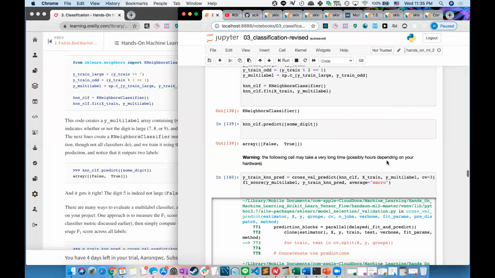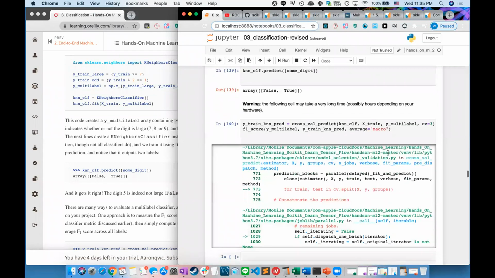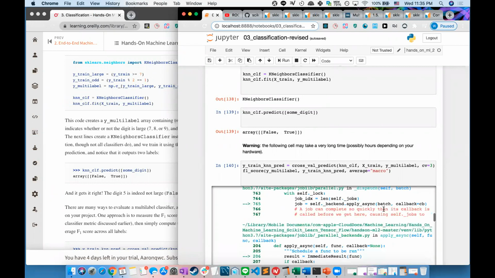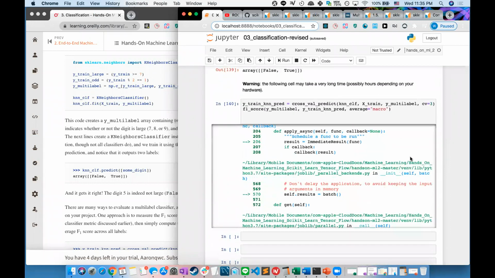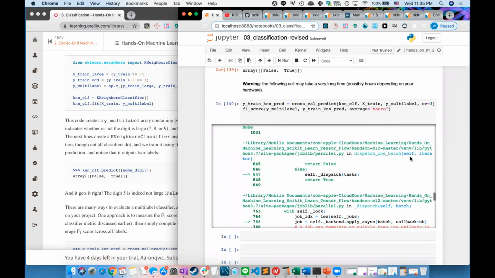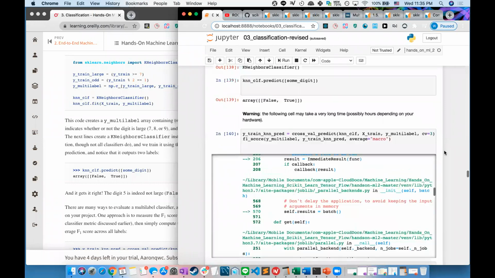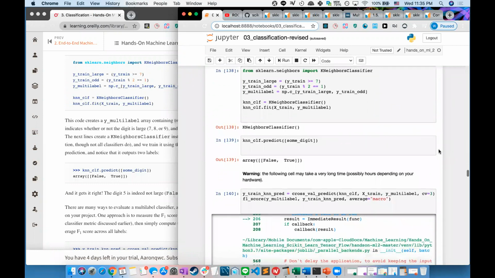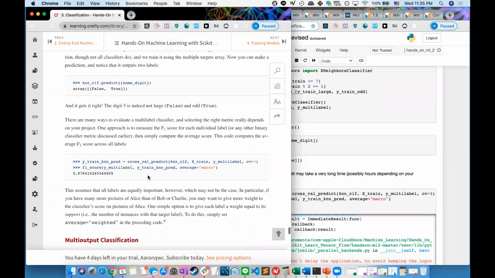Let me just go through the code. Yeah, so this was the one that took a lot of time, and I just kind of interrupted. So if you want to try, make sure you have some time available to train this. Cool.